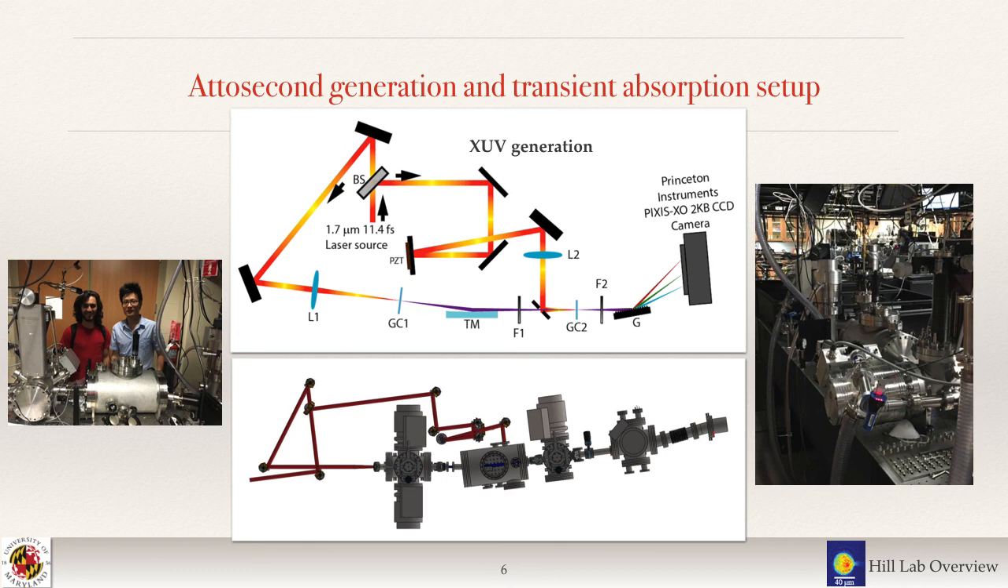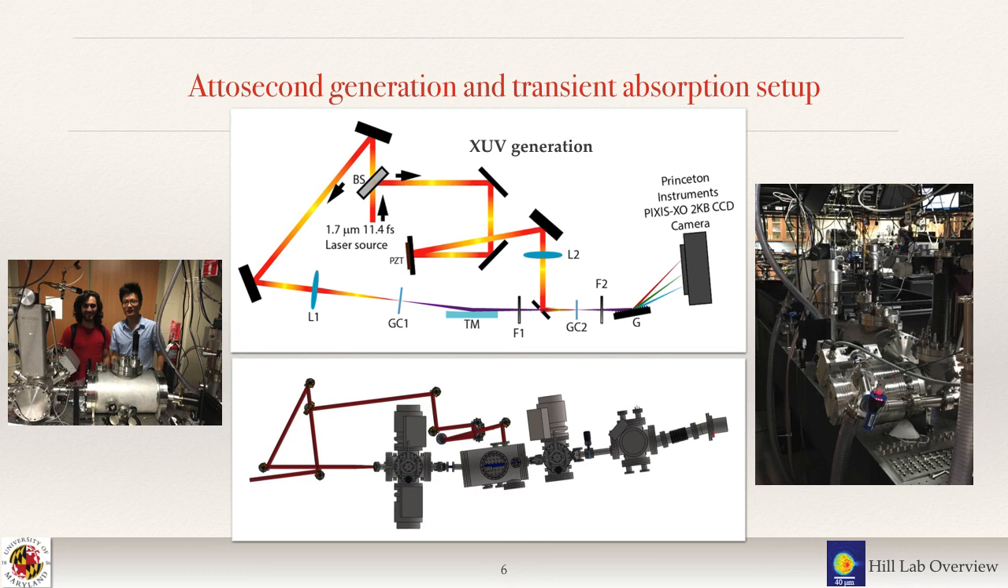And here is a way to do that using a technique called transient absorption. The IR photons are used to generate the XUV, as we showed on the previous slide, in GC1. These XUV photons are then directed through a mirror where we combine the XUV and the IR photons together and then send them through GC2.